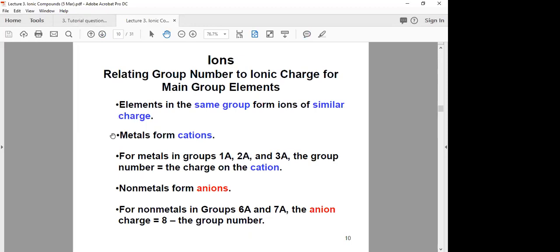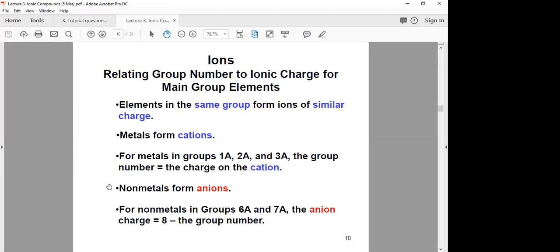Metals form cations. So this is one reason why you need to be able to distinguish the metals from the non-metals. Metals form cations. For those metals in groups 1A, 2A and 3A, the group number is equal to the charge on the cation. In other words, if it's an element that's found in group 1A, then it will form a cation with a +1 charge. Elements in group 2A will form a cation with a +2 charge. So that's an easy one to remember.